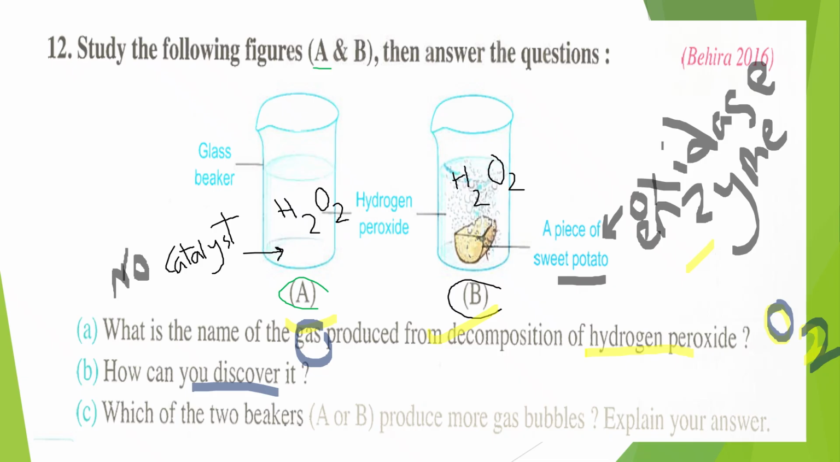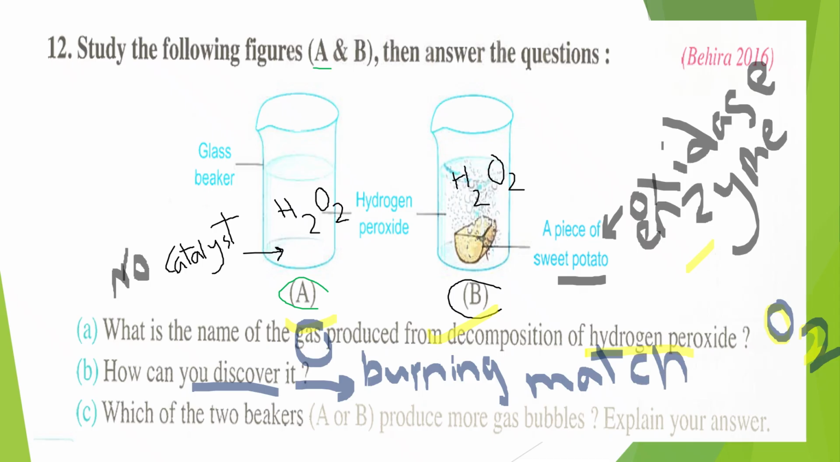It causes the burning match to glow more, or it helps. We test it by using a burning match. What will happen to the burning match when we expose it to what? To the oxygen gas which is coming from the decomposition of hydrogen peroxide. We will say it glows more or it helps in burning.